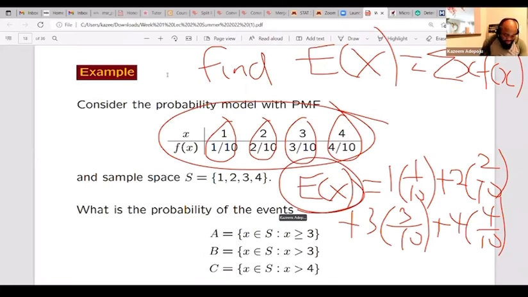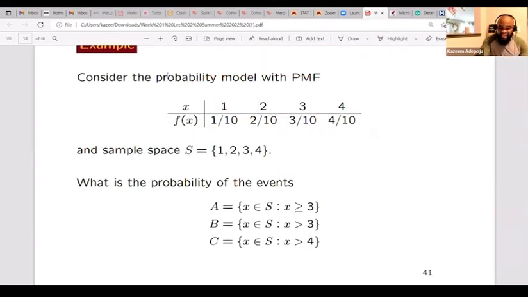Because we want to know what the average is. In a situation where X can be 1, 2, 3, or 4, and they have different probabilities, how can we actually determine the average? This is what we call a weighted average. Take a look at that. That is exactly what we mean.